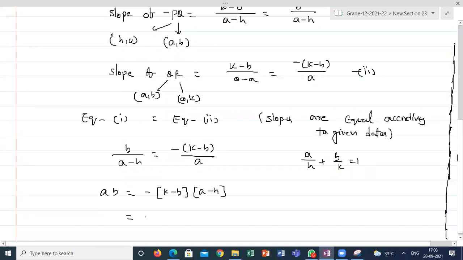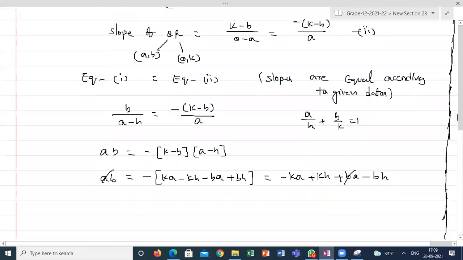Let's see what I will get here. I don't know how I can get the relation, but I'm trying by simplifying first. So k into a is ka, k into h is minus kh, minus b into a is minus ba, minus b into h is plus bh. So ab will be equal to minus ka plus kh plus ba minus bh. So plus ab cancelled.